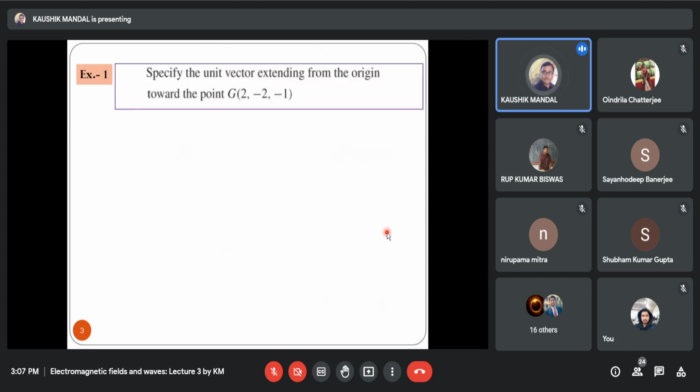Directly we will consider an example. You have to specify the unit vector extending from the origin toward the point G. That means you have to find the unit vector for a particular vector which extends from the origin to the point G equal to (2, -2, -1). How can we find the unit vector? Just using the previous equation.